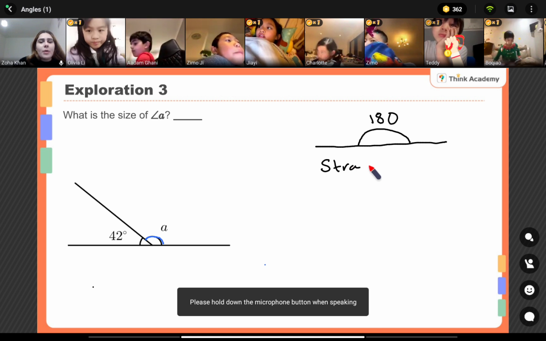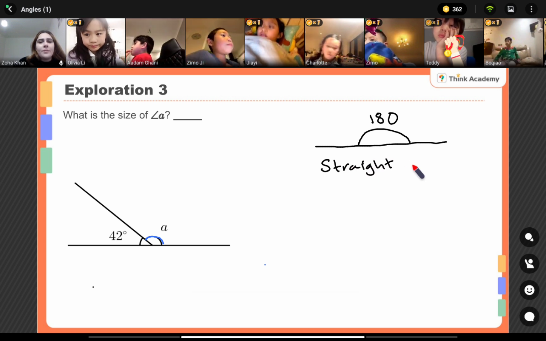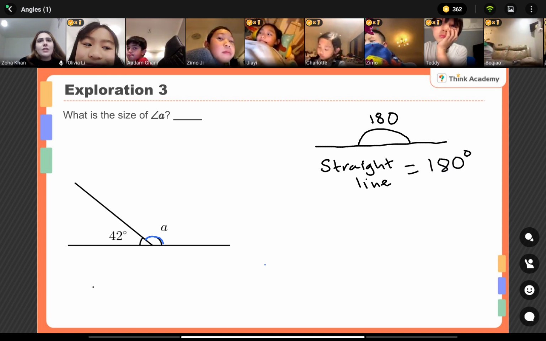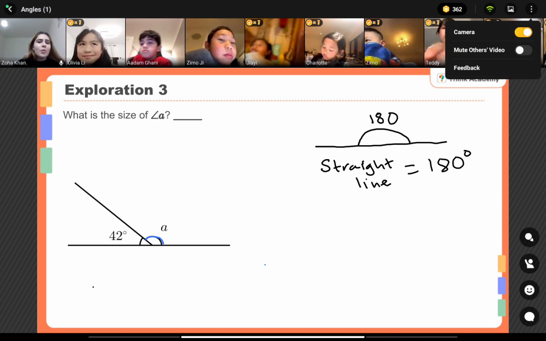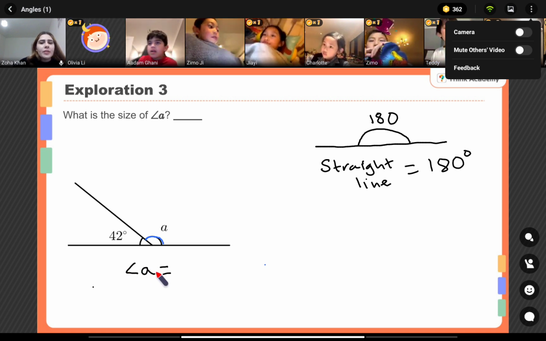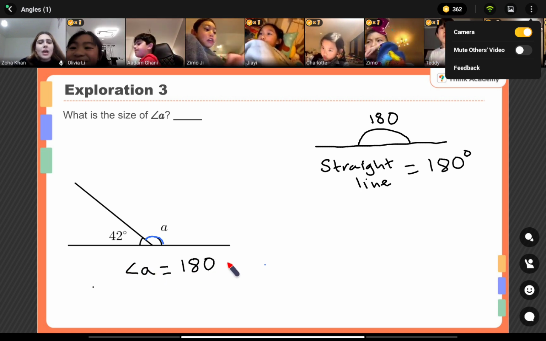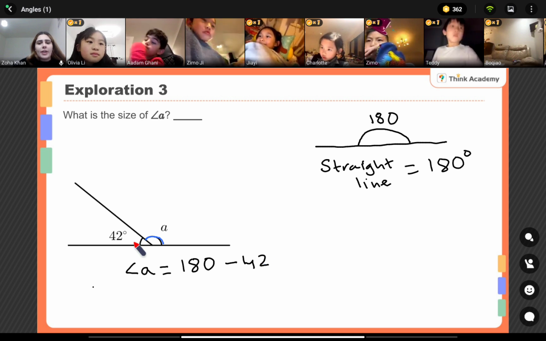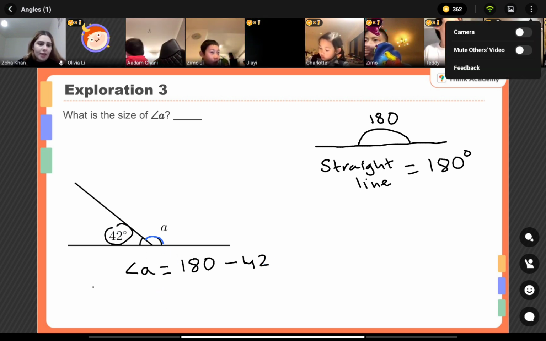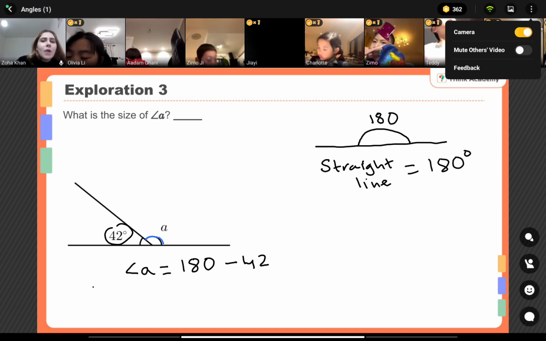Angles on a straight line. Remember, we've got a straight line over here. Add up to 180 degrees. So if we want to work out what angle A is, we can just do 180 minus 42, because there's a 42 over here that's not part of that angle. So we've got 180 minus 42.